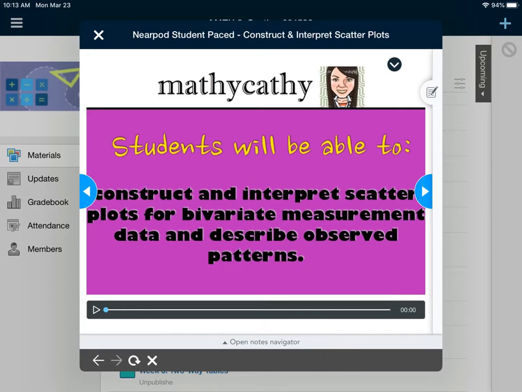When you open it, it'll look like this. Mathy Cathy, I have no idea who that is, but Ms. Hartman found this or created this. And you're going to be able to construct and interpret a scatter plot for bivariate measures. That means 2 measures. And describe a pattern. We're looking for a pattern that we observe. So I wanted to show you a couple screens on the Nearpod that you're going to encounter, and it's self-paced, so you keep using these arrows to move forward and just try your best. I don't know if you can open it any bigger than this. Not really sure about that.